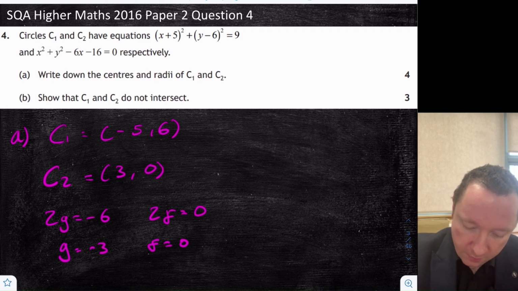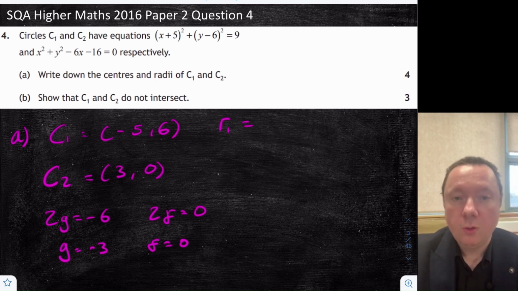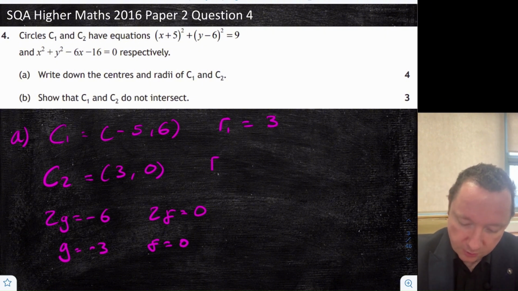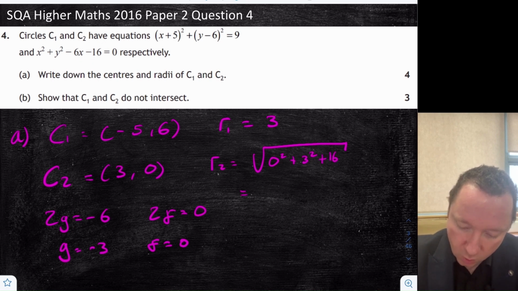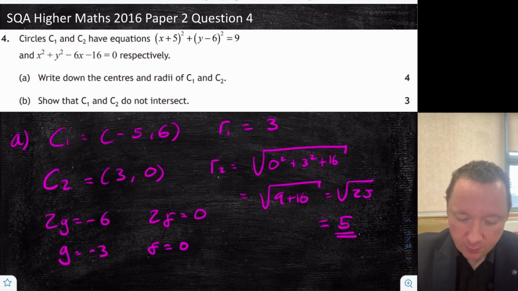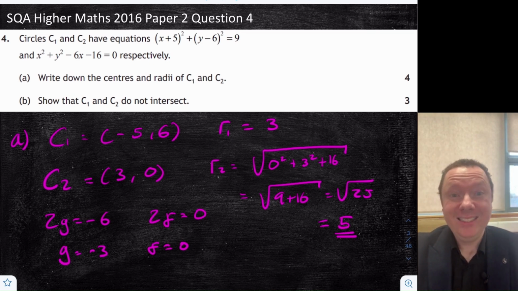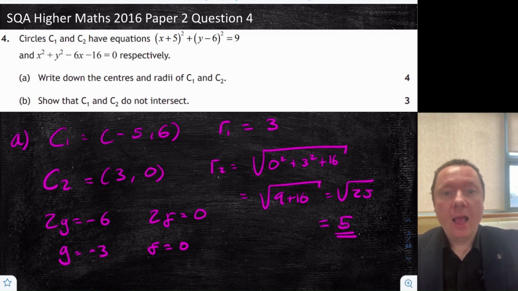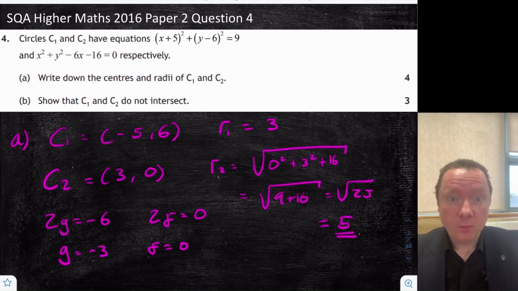The radius of circle 1 is just the square root of 9, which is 3. And to get the radius of circle 2, remember it's the square root of f squared plus g squared minus c, so 0 squared plus 3 squared minus c. Well, c is minus 16, so plus 16. So that's the square root of 9 plus 16, square root of 25, which is 5. Part B says, show that C1 and C2 do not intersect. Well, if we can work out the distance between the two centres and then work out the distance of the two radii together, if the two radii add up to less than the distance between the centres, then they don't intersect.